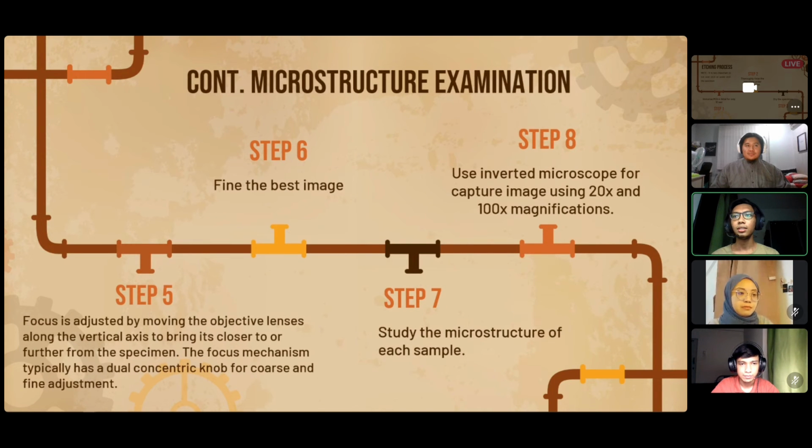Step 5. Focus is adjusted by moving the objective lens along the vertical axis to bring it closer to or further from the specimen. The focus mechanism typically has a dual concentric knob for coarse and fine adjustment. Step 6. Find the best image. Step 7. Study the microstructure of each sample. Step 8. Use the inverted microscope to capture images using 20 times and 100 times magnification.